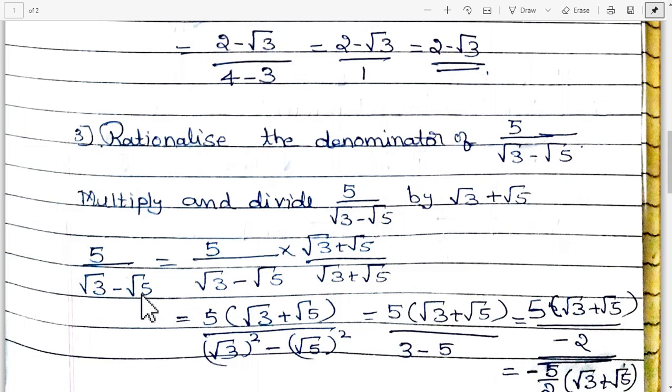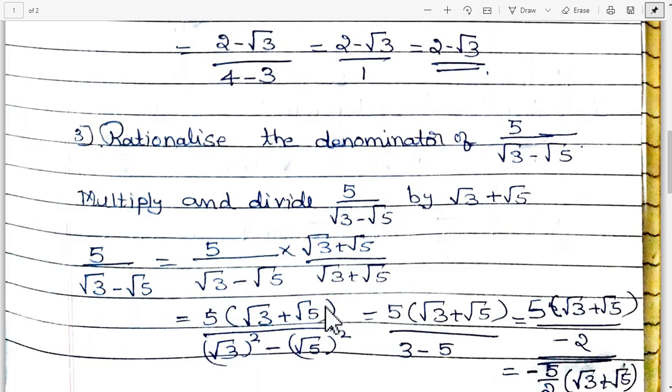So 5 by root 3 minus root 5 is equal to 5 by root 3 minus root 5, into the rationalizing number root 3 plus root 5. This number you have to multiply to the numerator and to the denominator: root 3 plus root 5 divided by root 3 plus root 5. 5 into root 3 plus root 5, in the place of that bracket.